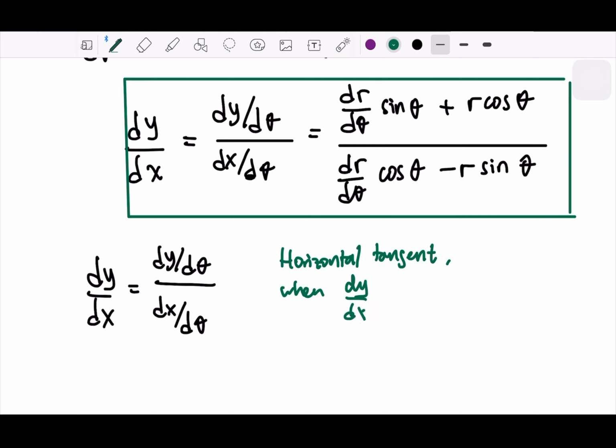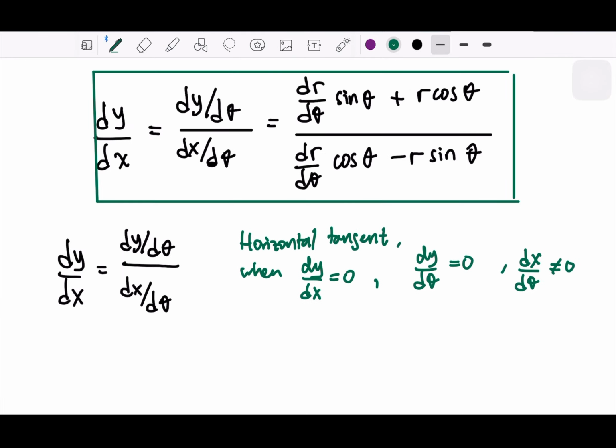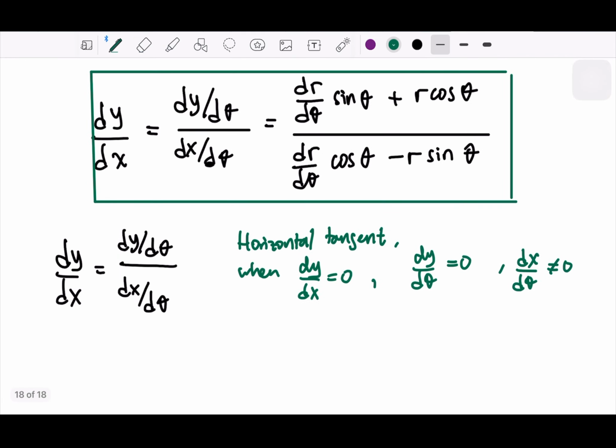dy over dx is equal to 0, which means dy over d theta is 0, and dx over d theta is not 0. And then similarly, we can also locate the vertical tangent. This is when dx over d theta is 0 and dy over d theta is not 0.